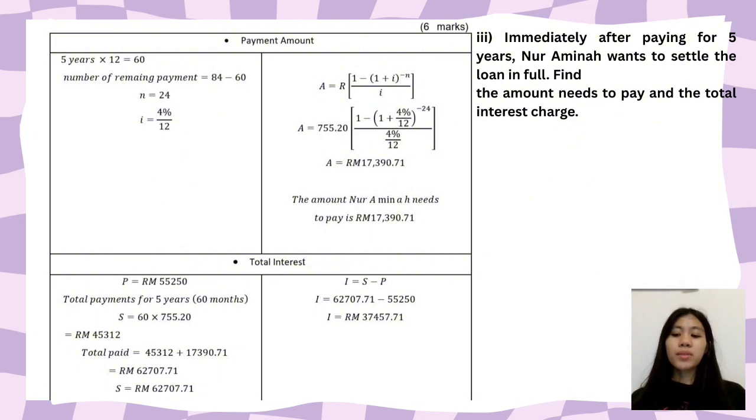So for the total interest, we are using I equals S minus P. So our P is 55,250. Next, it says in the question immediately after paying for 5 years, which means the total amount for 5 years equals 60 months. So S equals 60 multiplied by 755 and 20 cents. The answer is 45,312. And for the total paid, we need to add our total payment and our payment amount. So the answer for S is 62,707 and 71 cents. And then we put our answer into the formula, which is I equals S minus P. So the final answer is I equals 7,457 and 71 cents.